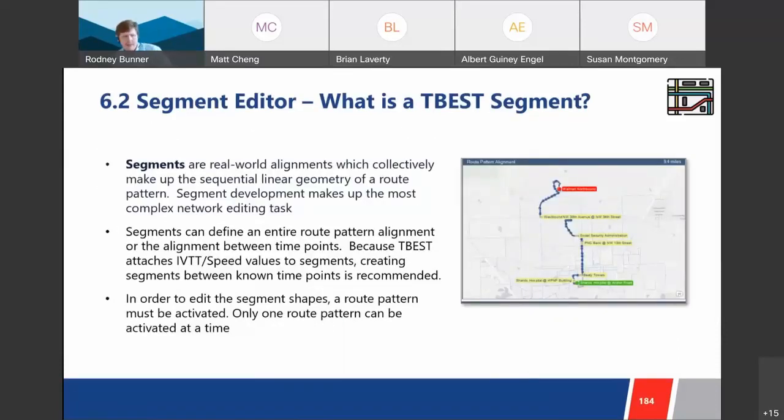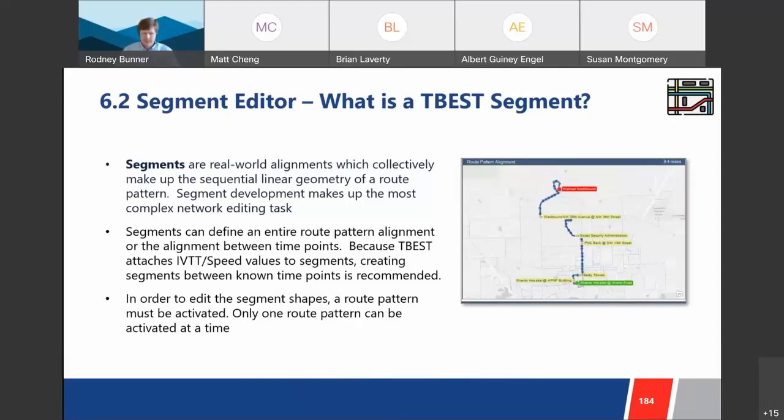So what is a TBEST segment? It is a real-world alignment, which collectively makes up the sequential linear geometry of a route pattern. Segment development makes up the most complex network editing task in TBEST.